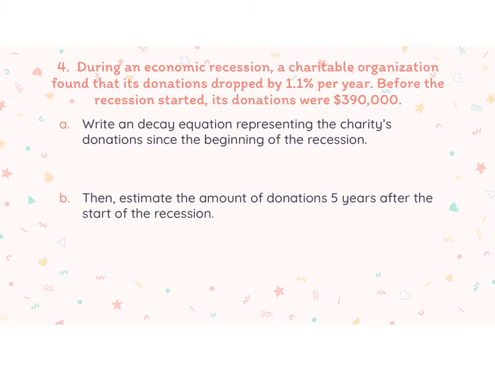All right, let's take a look at number 4. During an economic recession, a charitable organization found that its donations dropped by 1.1% per year. Before the recession started, its donations were $390,000. Write a decay equation. Here's my C. This is my R, but I need to move my decimal back 2 places. So my R is going to equal 0.011, which means my equation looks like this.